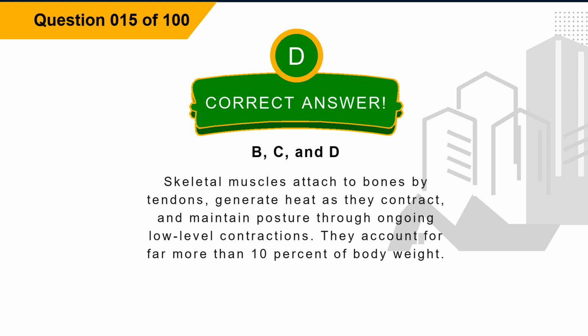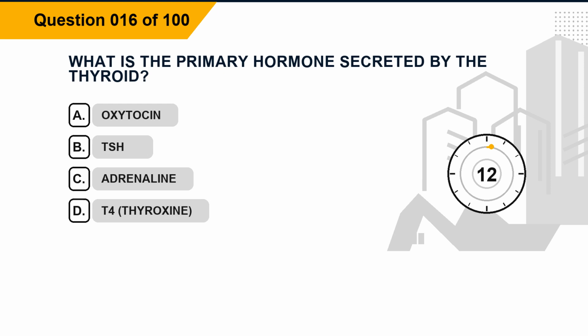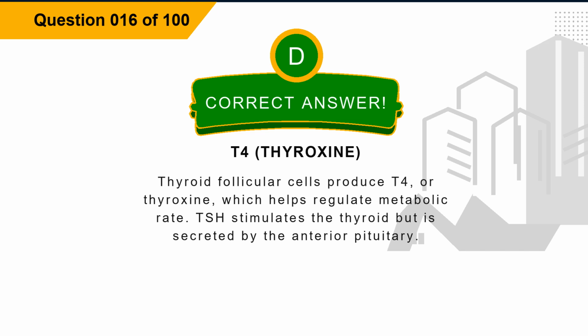Explanation. Skeletal muscles attached to bones by tendons, generate heat as they contract, and maintain posture through ongoing low-level contractions. They account for far more than 10% of body weight. Question 16. What is the primary hormone secreted by the thyroid? Option A, oxytocin. Option B, TSH. Option C, adrenaline. Option D, T4, thyroxine. The correct answer is option D, T4, thyroxine.